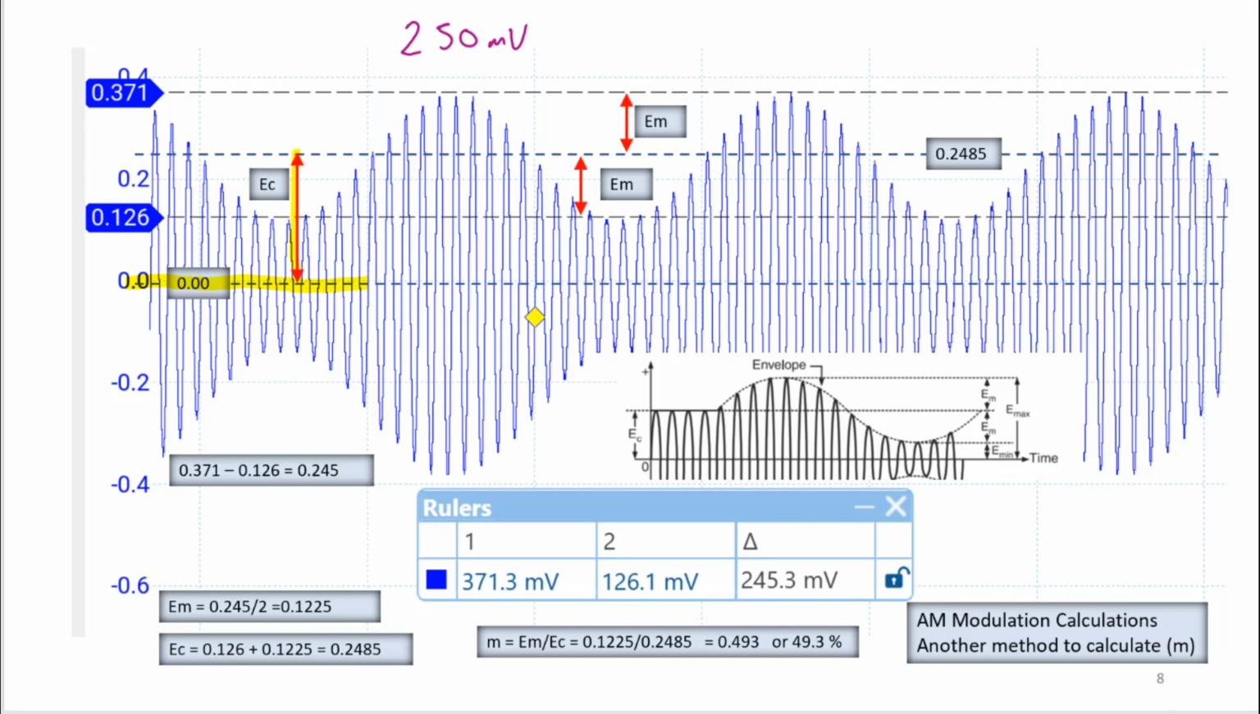Yeah, the carrier works out to be 250 millivolts, and the peak value of the modulated signal, I've recorded it somewhere here, about 123 millivolts. Okay, so to calculate the modulation index, I'm basically going to divide the modulation signal by the carrier signal, which in this case is down here. 122 millivolts divided by 248, I get about 0.49, which is 50%. Okay, so that's another way to do it when you have the scope display.